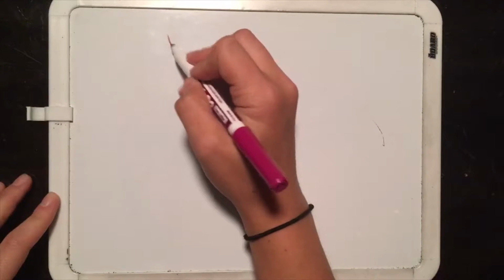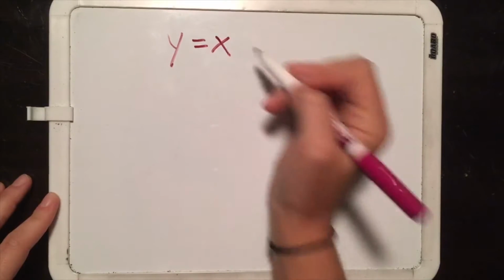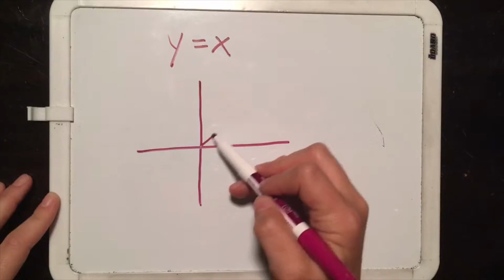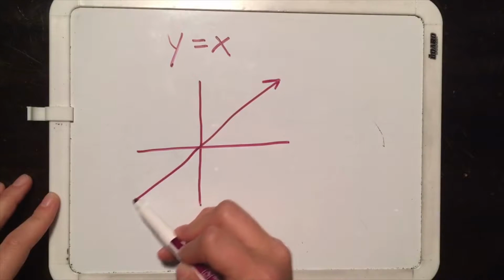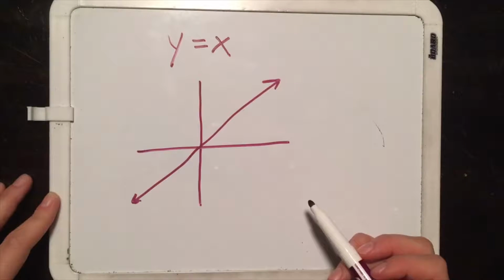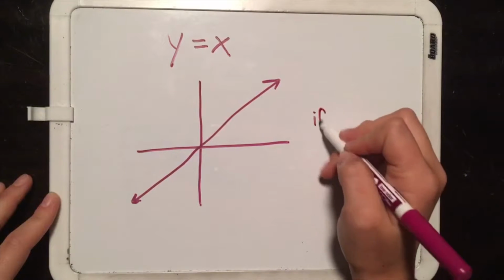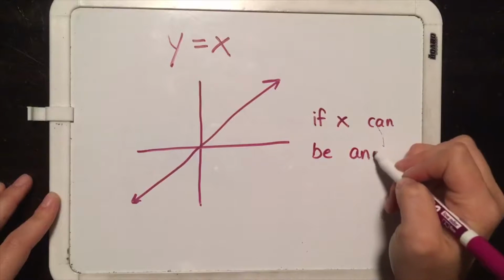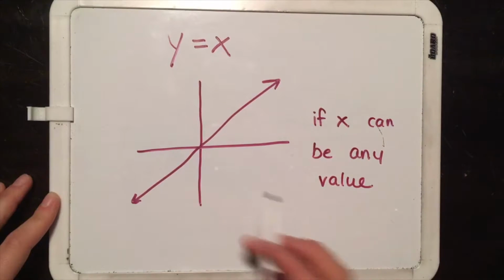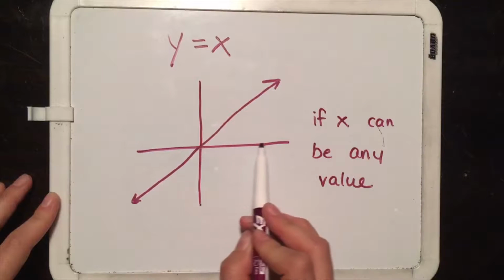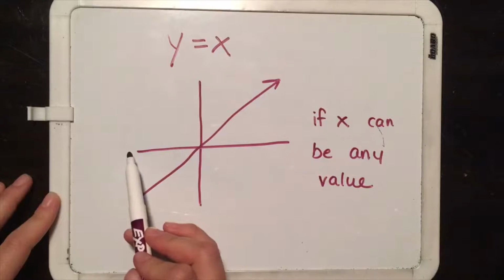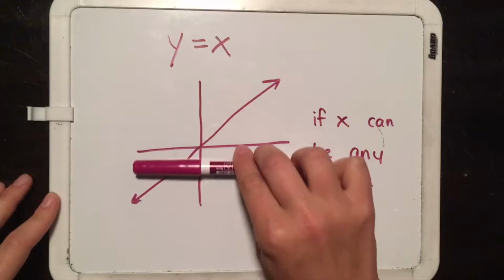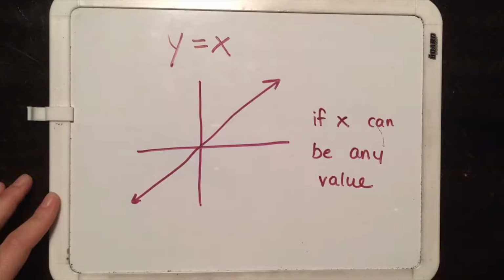Let's look at a simple function, y equals x. If we graph this function, we just get a diagonal line that goes through the origin and has a positive slope. If x can be any value, we look on the x-axis and we can see that x can be any positive value or any negative value. Then if we look at the values for y, y can be all possible values as well.